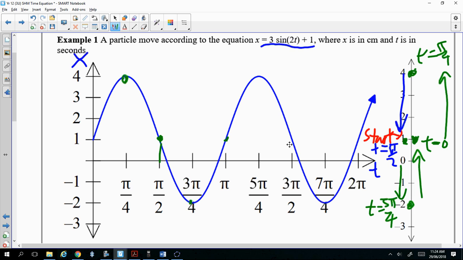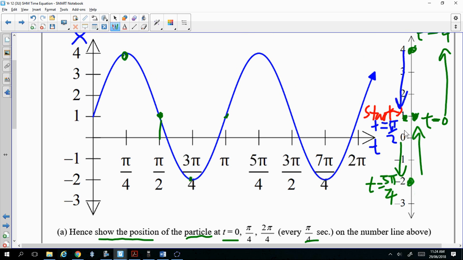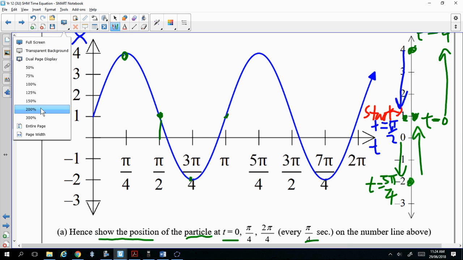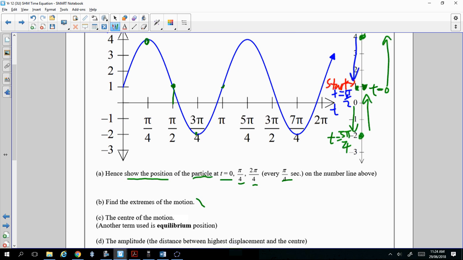So we see this type of motion is periodic. It repeats, so do it once and then repeat again, and it oscillates between 2 points. The 2 points you oscillate between are called the extremes of the motion. So the extremes of this motion are 4, the highest, and -2, the lowest. These are the extremes of the motion.